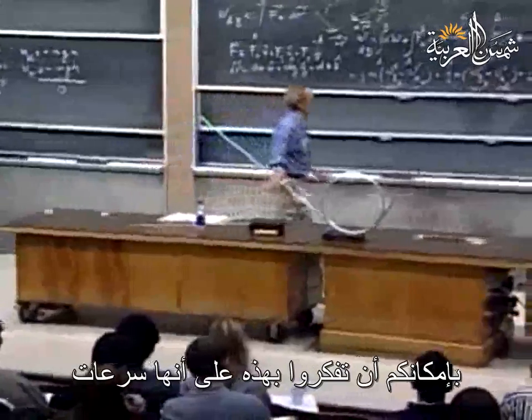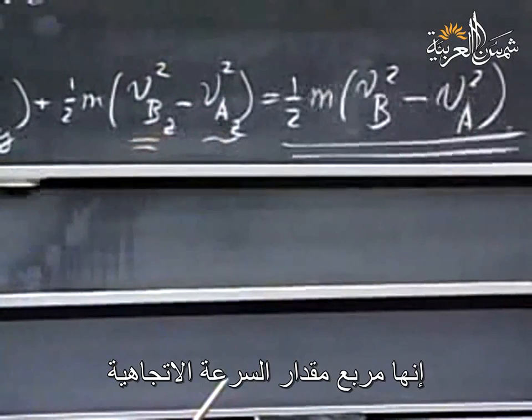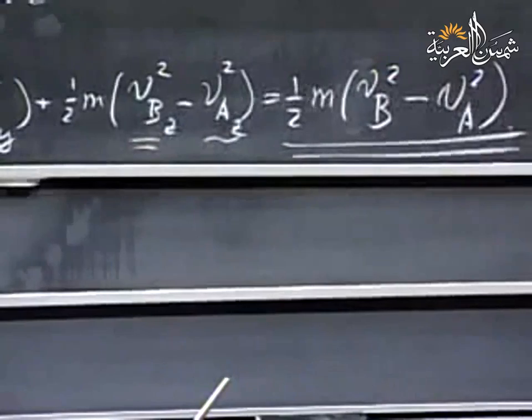You can always think of these as speeds. Velocity squared is the speed. It's the magnitude squared of the velocity.